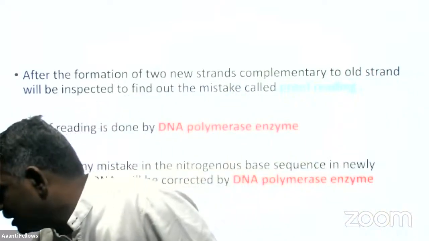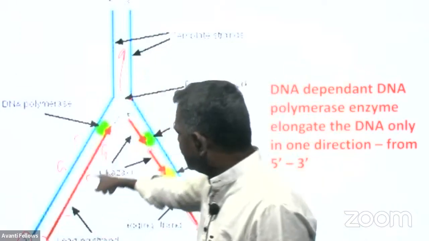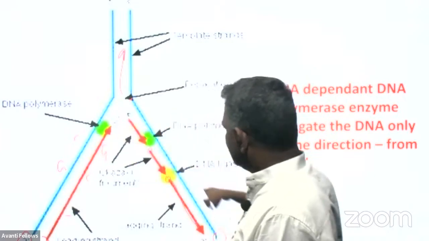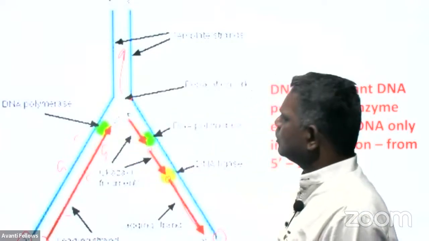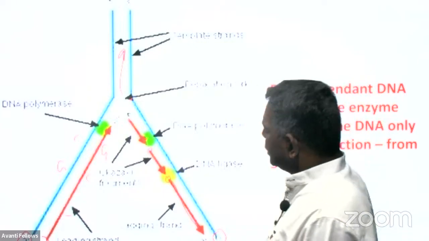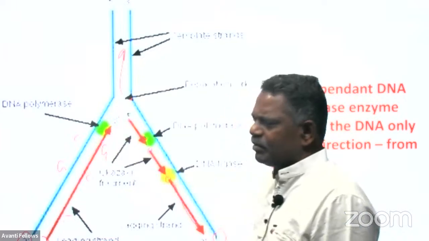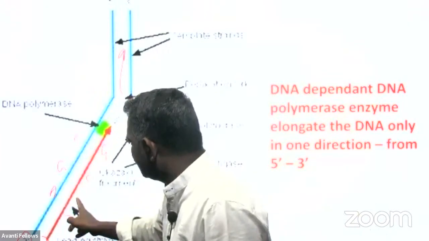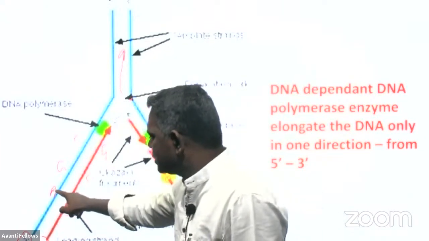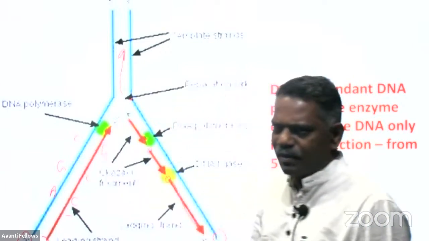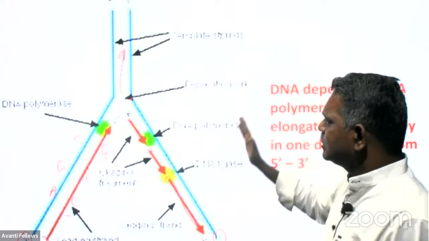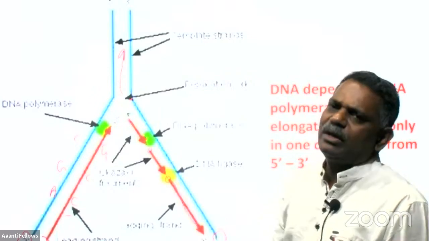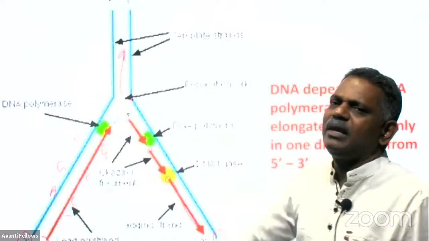Proofreading. See, after constructing the DNA, the new DNA strand is complementary to the template. This is the new strand constructed complementary to the template. It should be inspected from one end to another, because chances are there for some kinds of mistakes. Suppose here it is A, there is a chance of placing a C here, and that is a mistake only. That mistake should be found out, because DNA replication is producing an exact copy, a replica, with no change in the chemical nature. That should be exactly like the parental DNA only.